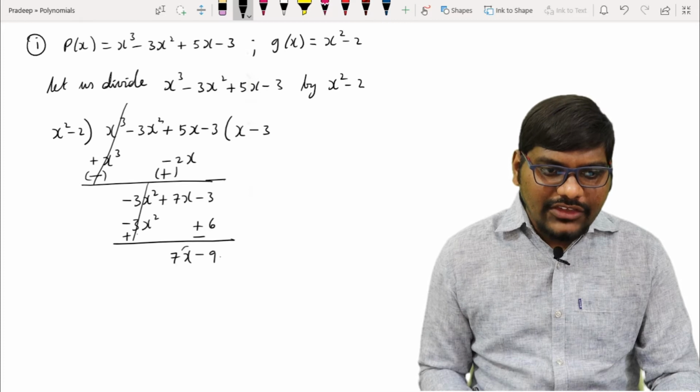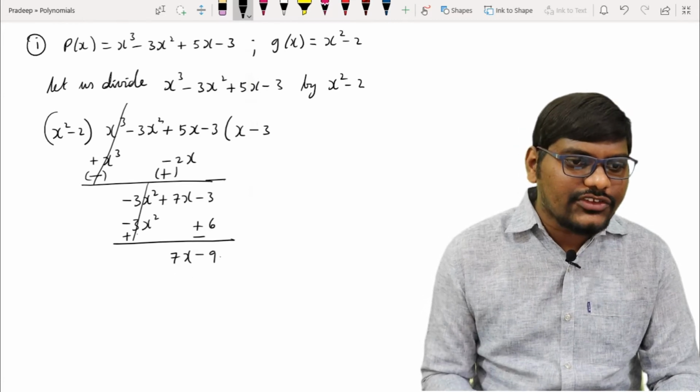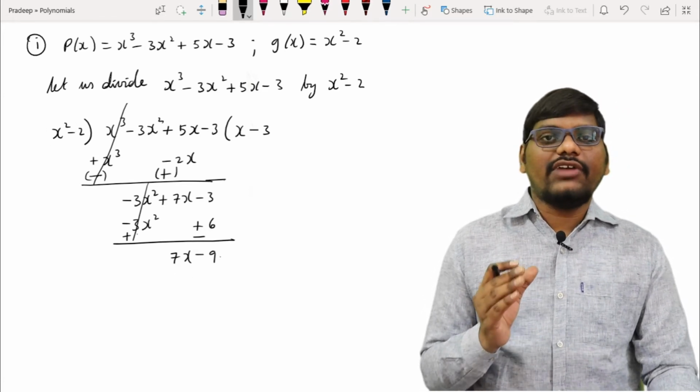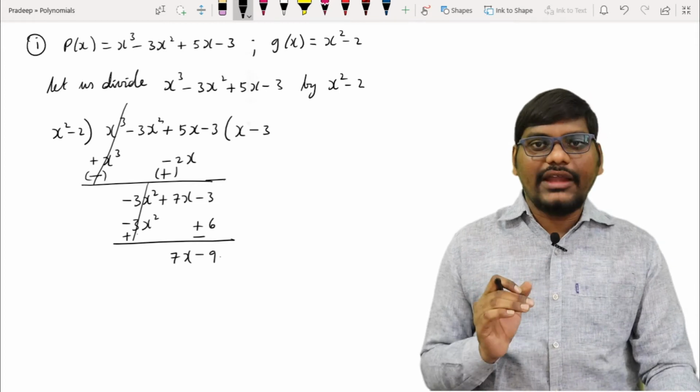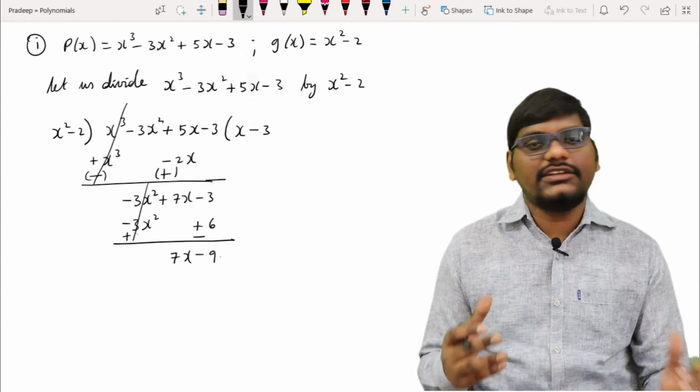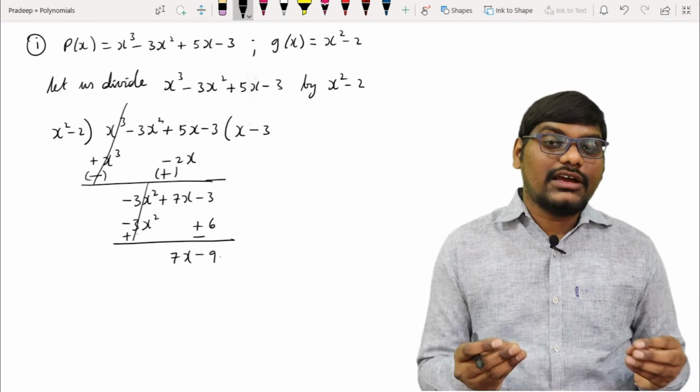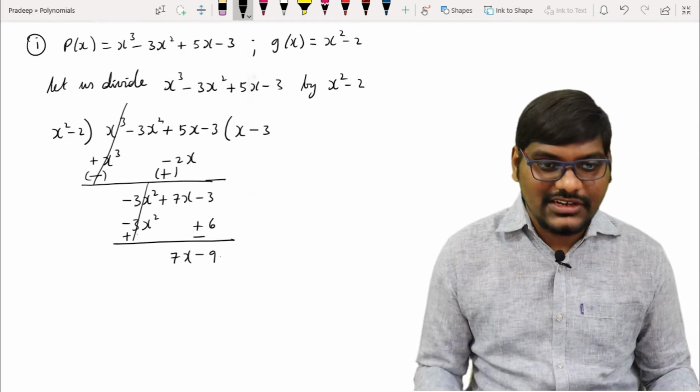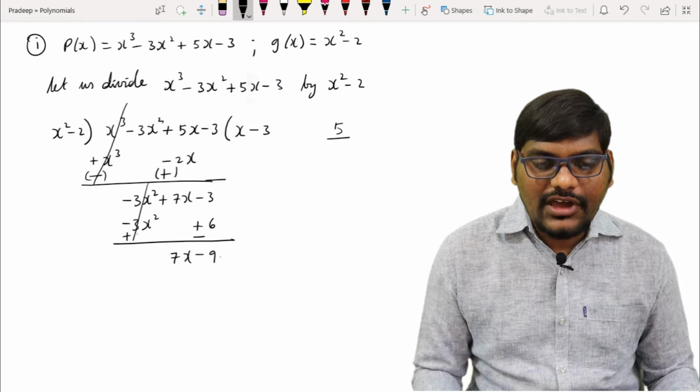Here the power of x is only 1, here the power of x is 2. Whenever the divisor's degree is bigger than the remainder's, we can't continue the problem. There itself we have to stop, even when it comes to normal numbers. So let's take a certain example. Suppose I'll write 5 by 2.